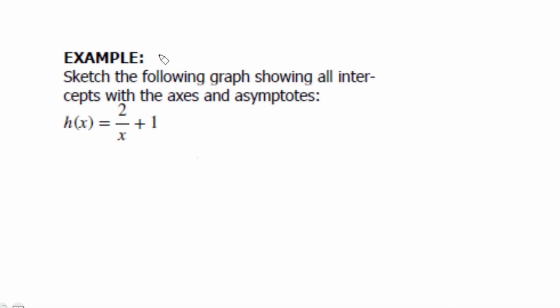So here is a question. This is example number 1. Sketch the following graph showing all intercepts with the axes and the asymptotes. You are given h of x is equal to 2 over x plus 1. So we want to sketch this graph of the hyperbola. The first thing that you have to do is draw a Cartesian plane.